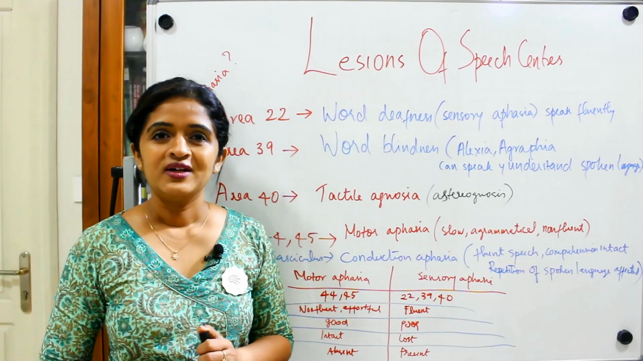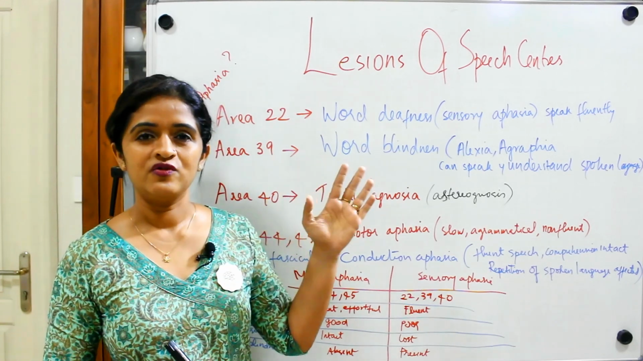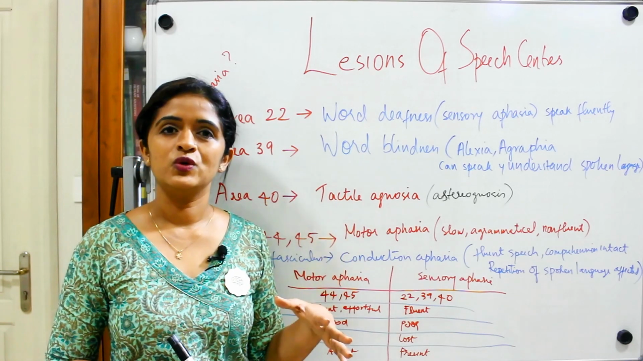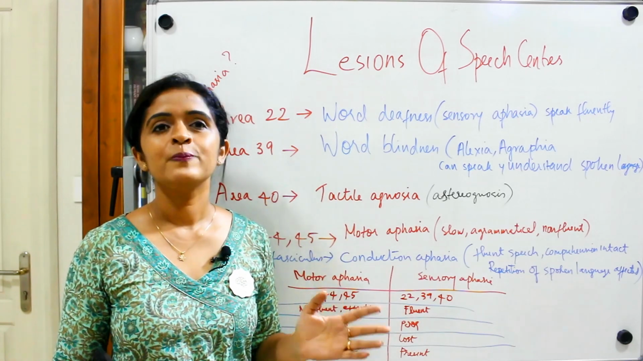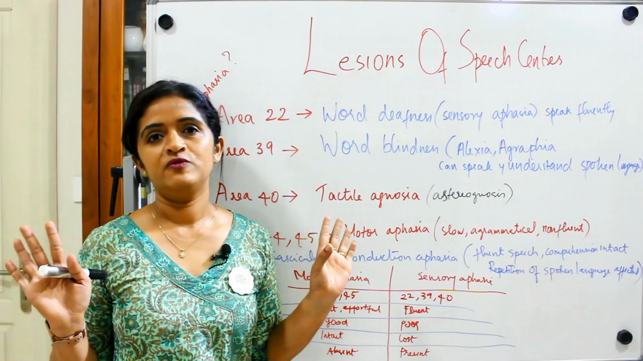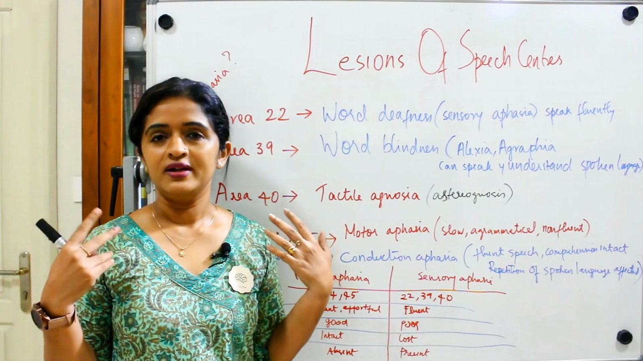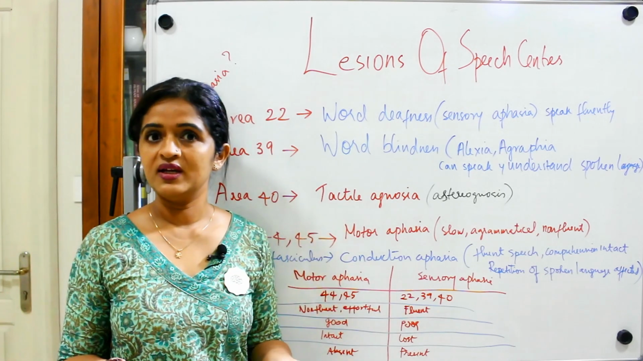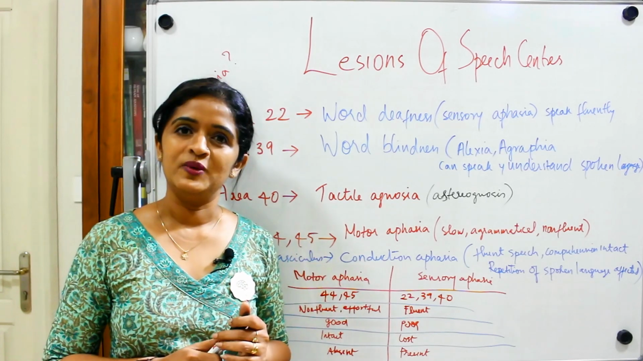So that's all about it. And global aphasia, if all these areas, sensory and motor areas, are affected together, the patient will be deaf mute. You won't be able to understand anything, and you won't be able to speak anything. That condition is known as global aphasia.